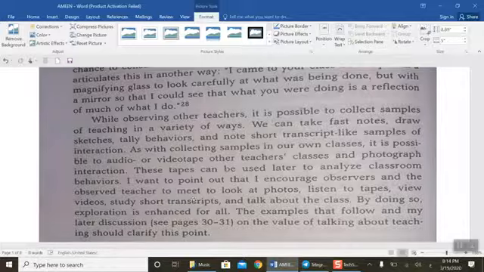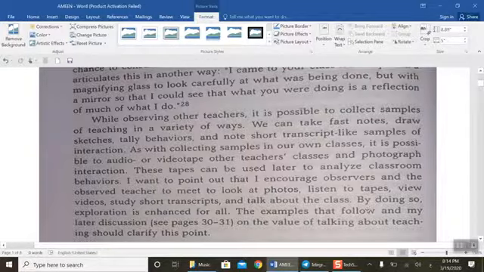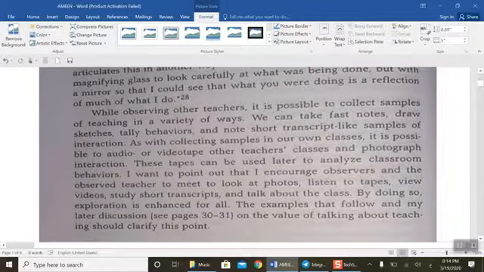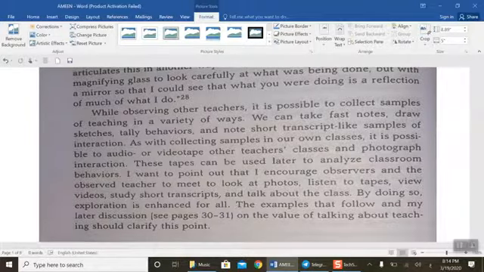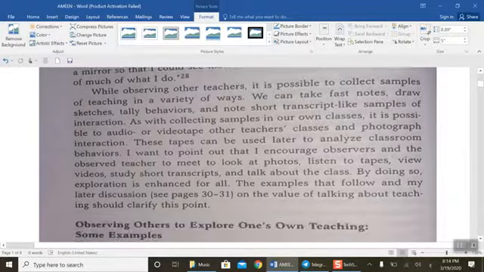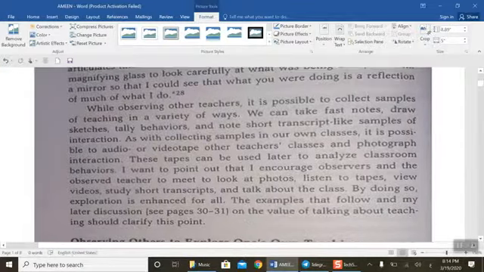I put it in this way to make it clear for you. By doing so, when we talk, for example, me and Mr. Ali about the class, about the grammar, for example, whether I observe Mr. Ali or Mr. Ali observes me inside the class, we talk. By doing so, exploration is enhanced and developed for all of us. This is the observation.